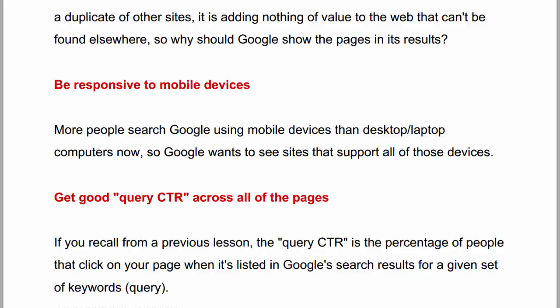Number 2. Be responsive to mobile devices. More people search Google using mobile devices than desktop or laptop computers now, so Google wants to see sites that support all of those devices.